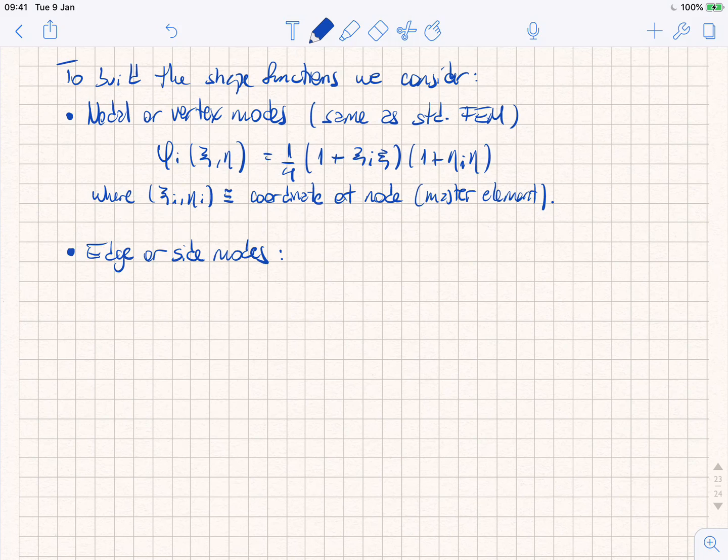Well, it turns out that there are p-1 edge functions, and these are associated with each one of the edges.